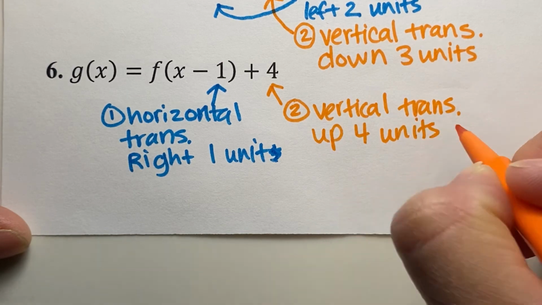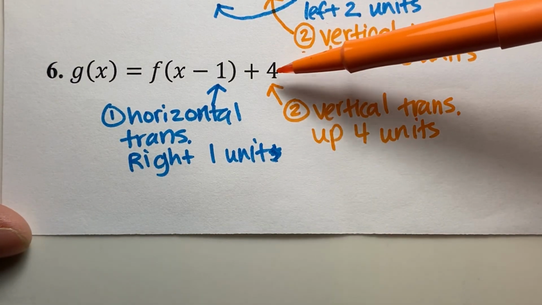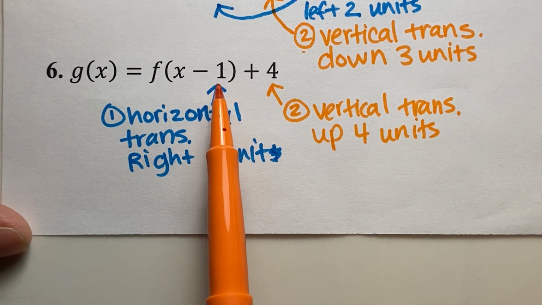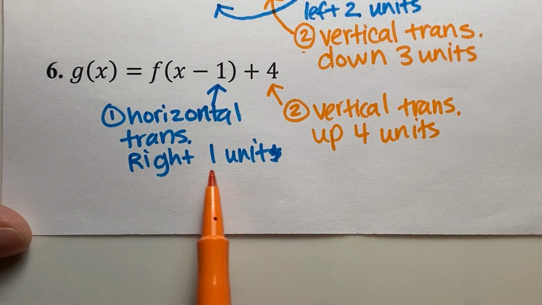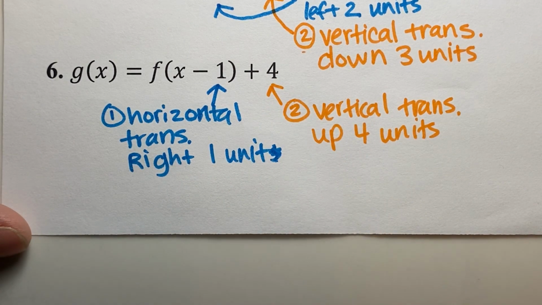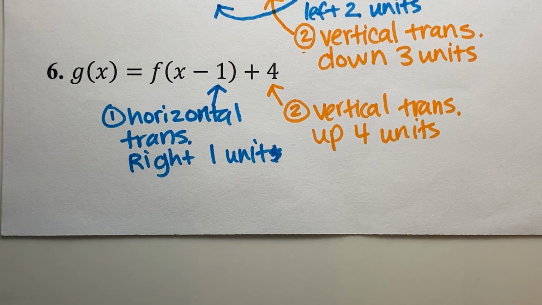And again, because this is a transformation applying to the y values, this is a transformation applying to the x values. The x values on a graph are moving left or right. The y values on a graph are moving up or down. Go ahead and try some examples on your own.